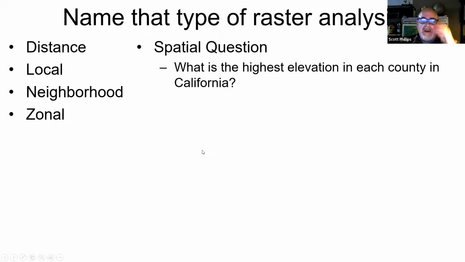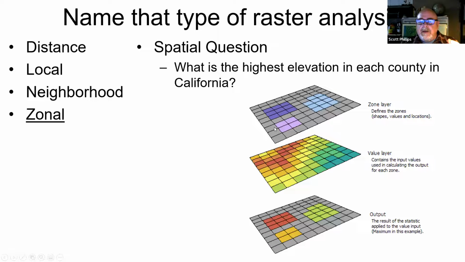Spatial question: what is the highest elevation in each county in California? Those counties can be zones. Then you can use an elevation data set and a county data set and do a zonal operation, so that each county is classified, and you can calculate for the zones, which in this case would be counties, some statistic, maximum, minimum, and so on for each of those.